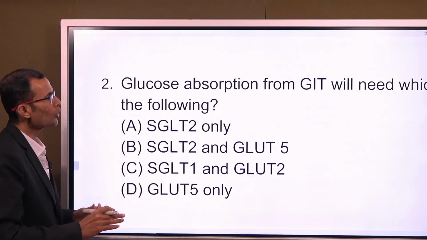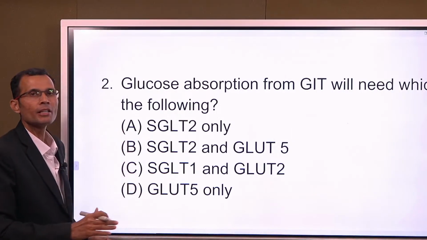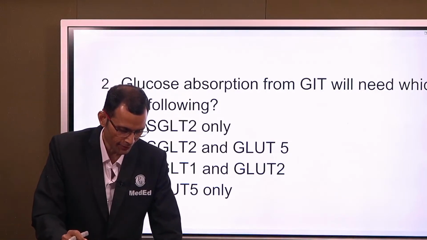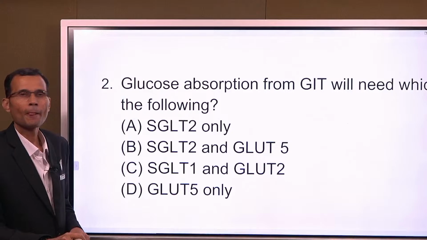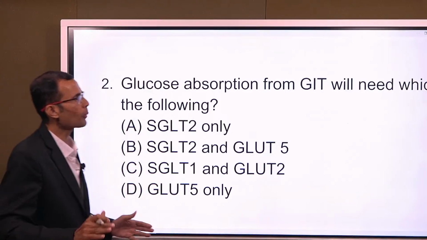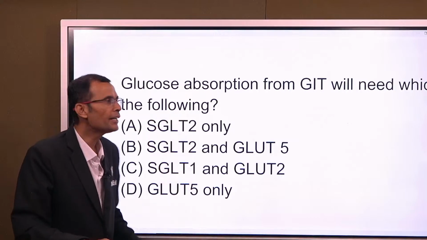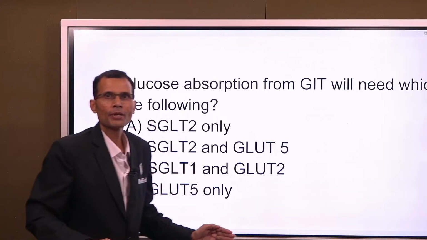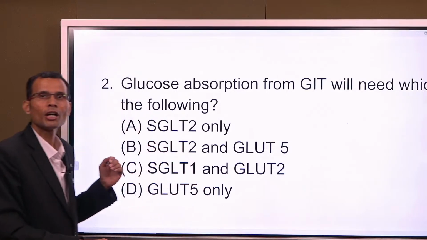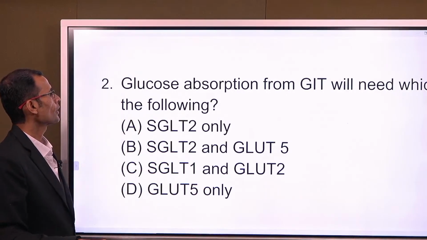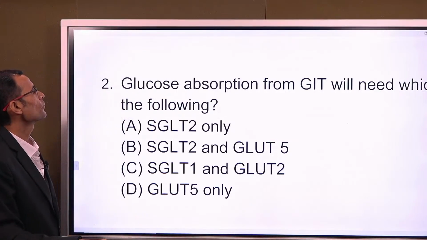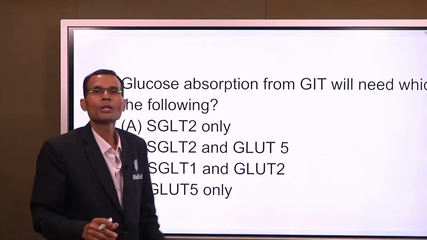Let's talk about the second MCQ. Glucose absorption from the GIT will need which of the following? I am looking at your answers simultaneously. Now can you answer this question? Glucose absorption from the GIT will need which of the following? And I am going to take the theory also. So what is it? Anybody try answering this? Come on. Glucose absorption from the gut.